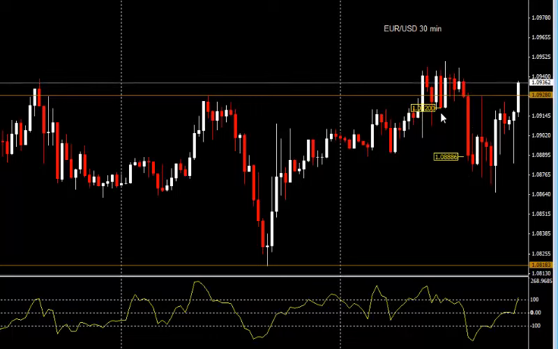This is what I call a Tech 1 trade. That's the Tech 1 trade. It's a reversal candle pattern at major resistance or support relative to the time frame you're looking at.